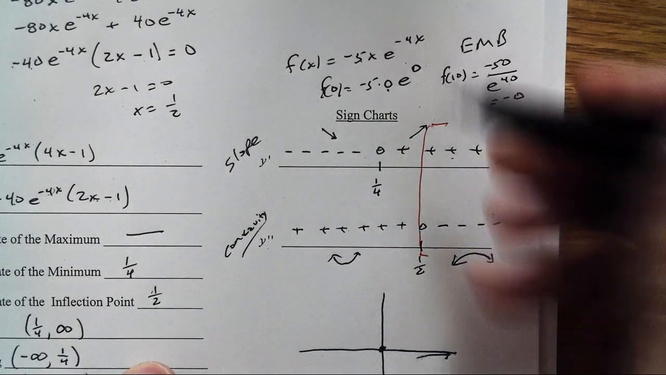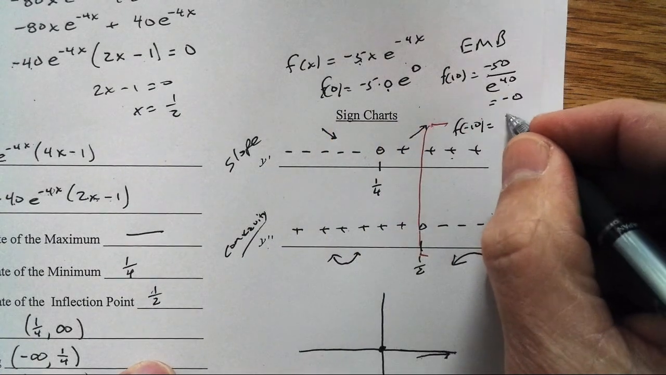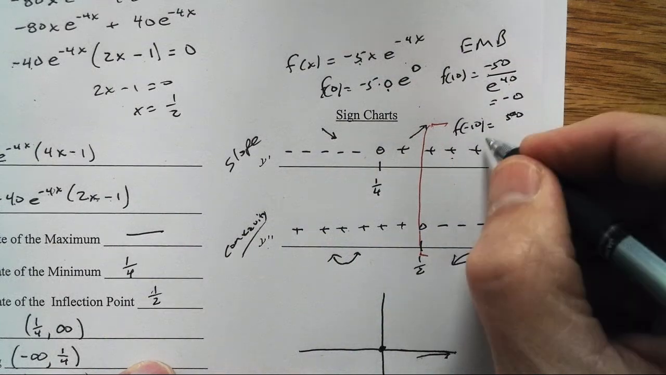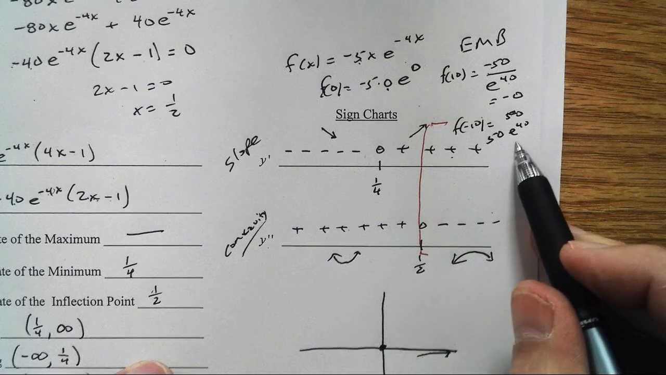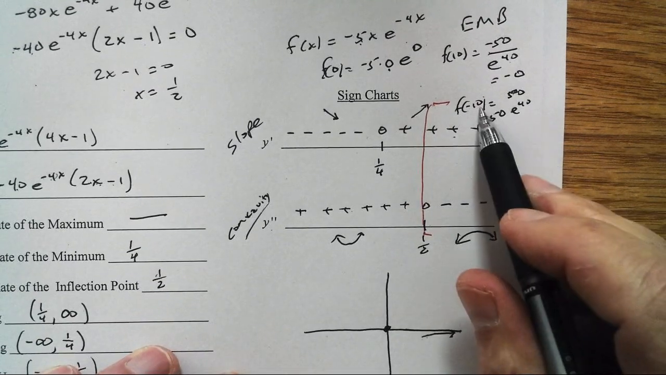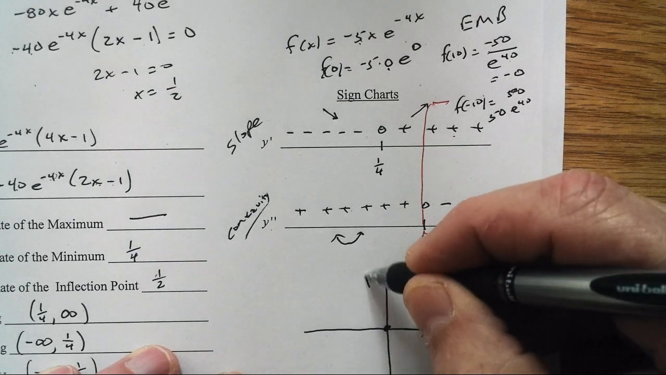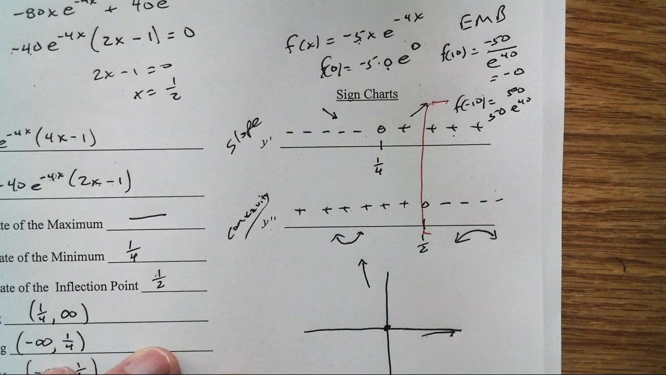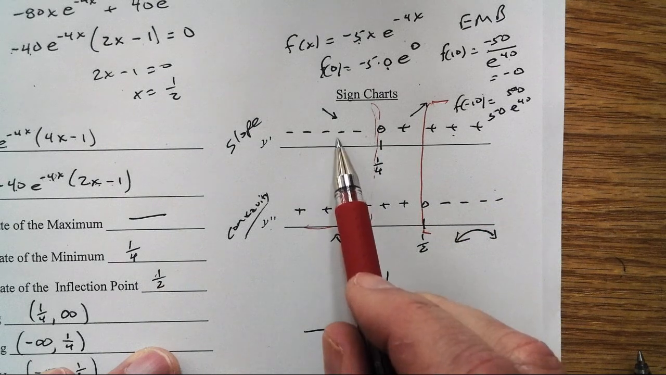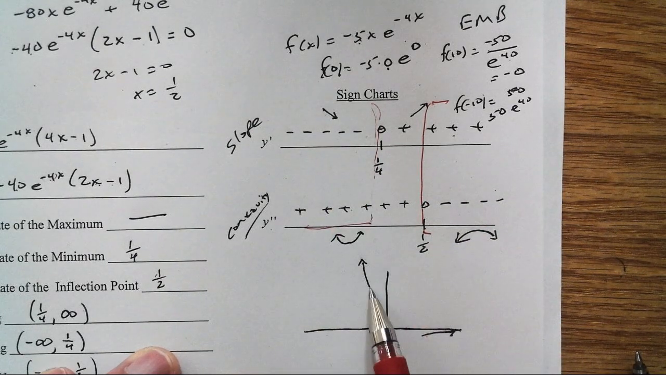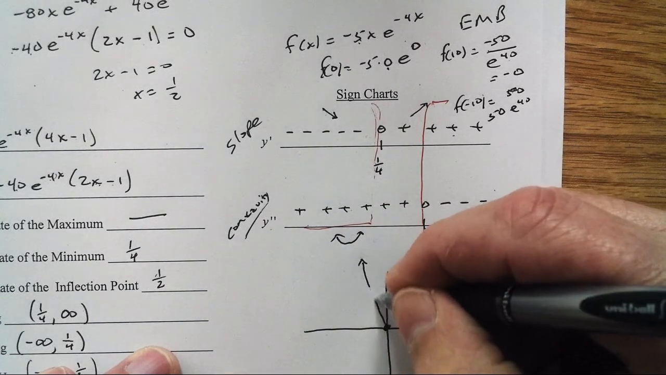If I put in, let's go f of negative 10 here. F of negative 10 would give me positive 50 times e to the 40th. That's just massively huge, and it seems to me as the further left we go, the bigger our number is going to get dramatically, which implies we're going to end like that. Take a look as we go to the left. Once we get to the left of 1/4, our graph is going down. Yep, it's going down, has negative slope, and concave up. So I kind of like that. I think we are going to look something like this.